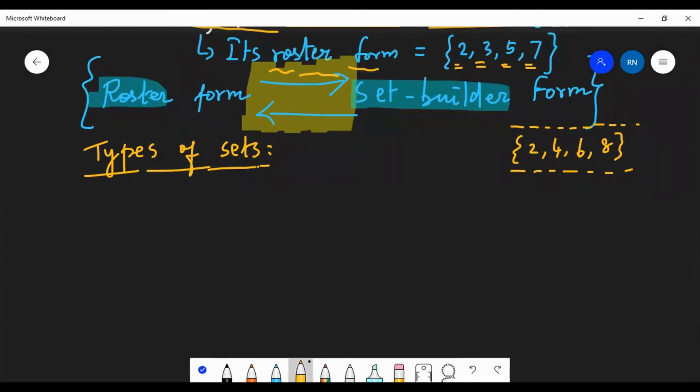What are the types? I have a doubt, sir. Yes, tell. In the set of prime numbers less than 10, if instead of 10 it is 11, should we add 11 or not, sir? In the roster form? It all depends on the qualifier. It's all depending on the qualifier.